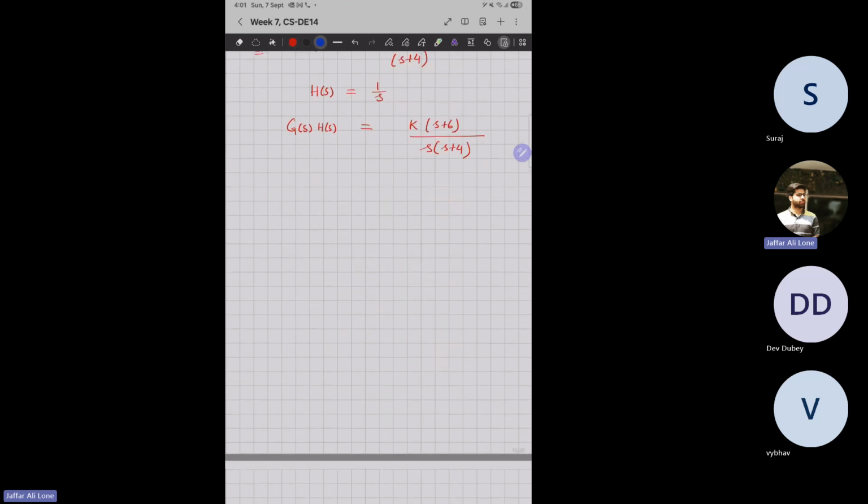So now let's see the root locus. We have two poles, at 0 and -4. We have one zero, which is at -6. So how many asymptotes will there be? P minus Z is 2 minus 1, which is 1. So it means there is one asymptote. And now let's plot this on the S-plane.